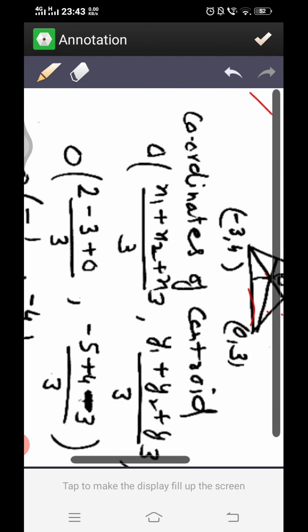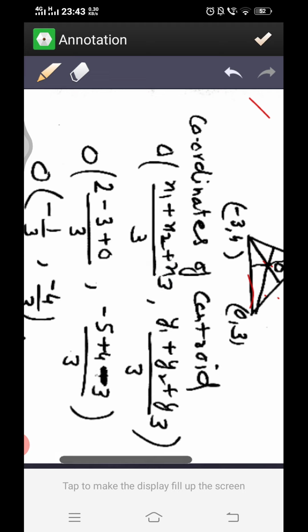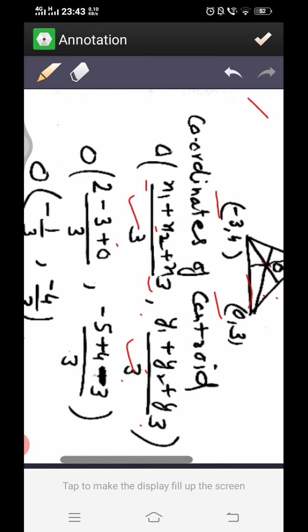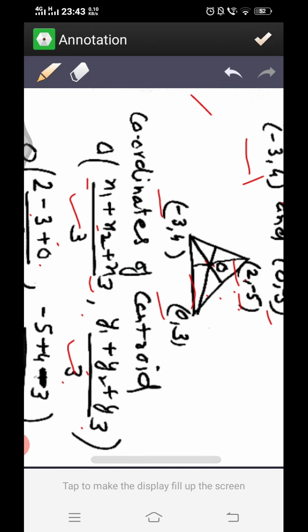So the coordinates of the centroid are (x1 plus x2 plus x3) upon 3, (y1 plus y2 plus y3) upon 3. This is the x coordinate, this is the y coordinate. Now we can see x1 plus x2 plus x3. x1 is 2, x2 is -3 and x3 is 0. So we have put here (2 minus 3 plus 0) upon 3. Similarly we have put the values of the y's. You can see -5 plus 4 and plus 3.